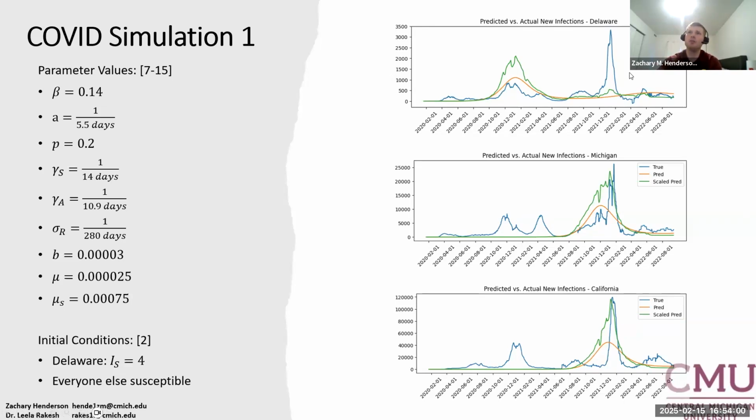The scaled prediction, the green line, we're scaling by the number of tests per 1,000 people that were administered at that time. And we see that when we multiply by the scaling factor of number of tests, it actually fits the finer trends of the data a little bit better. So that's something interesting to also consider.